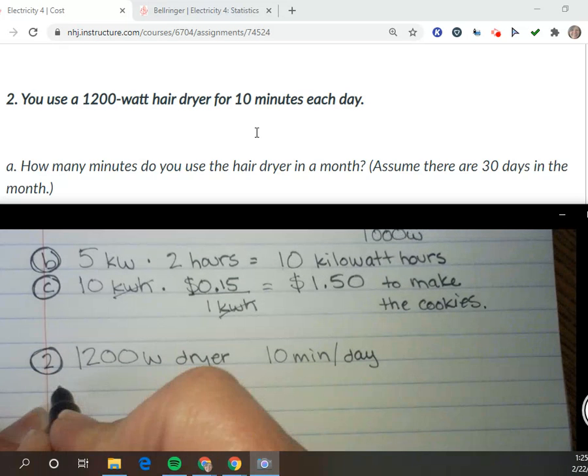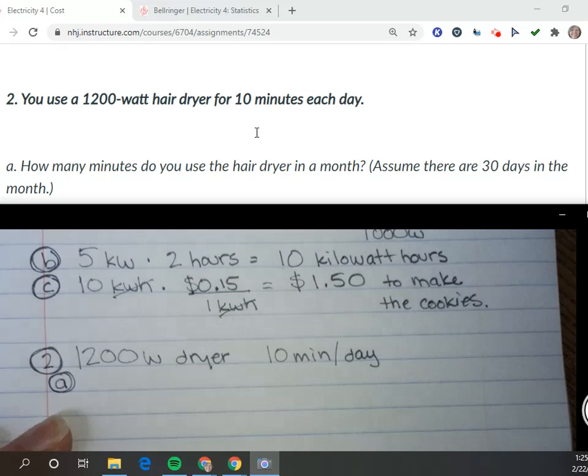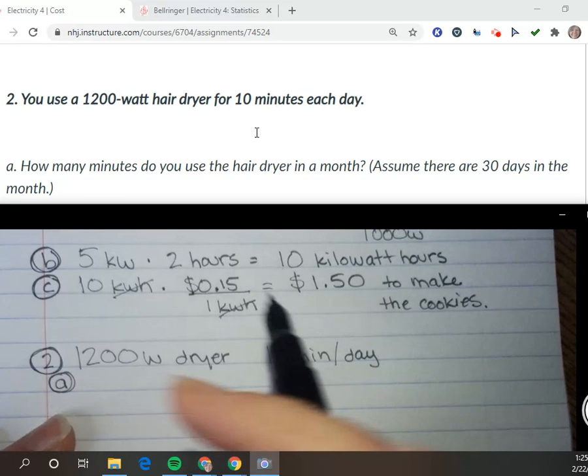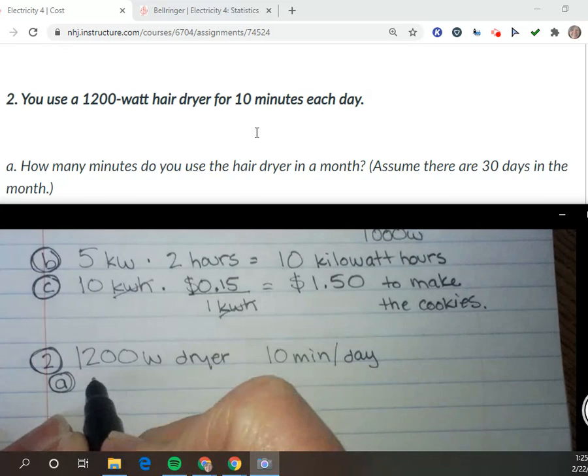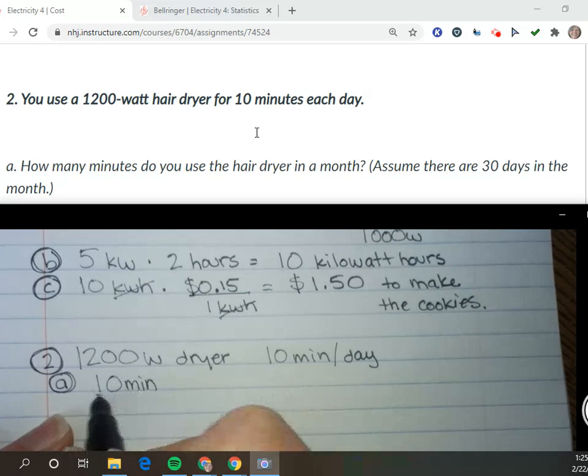So the first question says, how many minutes do you use the hairdryer in a month? Assume that there are 30 days in the month. How would you figure that out? Times 30, right? So we're asked how many minutes a month. So we're going to go 10 minutes per day.